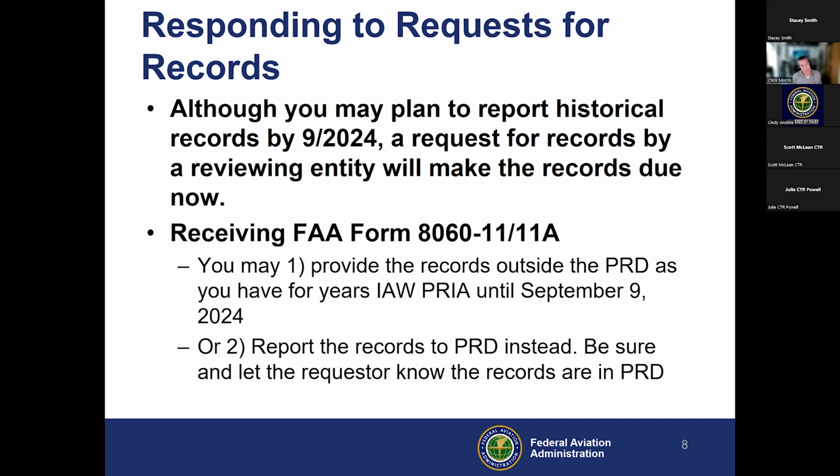Or you have another option. You could instead report those records to PRD. And that's kind of advantageous because you probably have to report those records eventually anyway. So you basically just jump them ahead and say, well, I was going to report these sometime in 2023 because I have until September, but I have a request now, so I'm just going to go ahead and get them in PRD. So that's another way to do it. If you do it that way, it is important to let the requesting employer know that you have provided the records in the PRD system. Otherwise, they don't know, right, that you did that. So that's a couple ways of dealing with 8060-11.